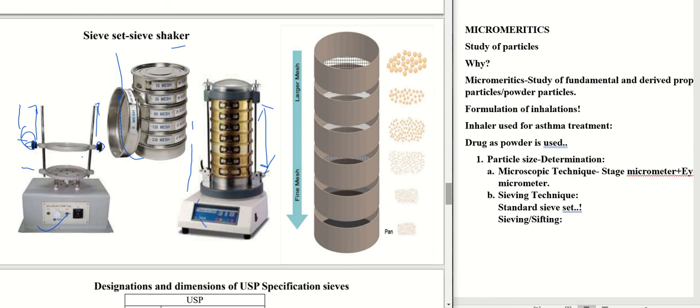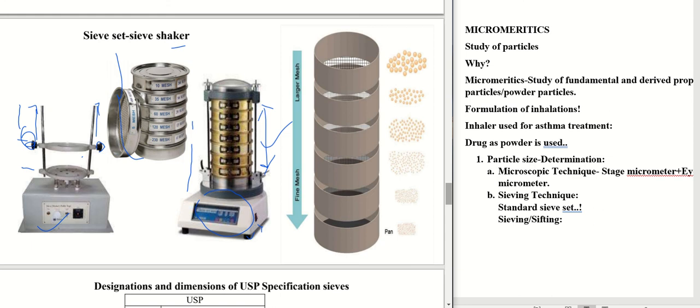This is a monitor with a few settings by which we can set the number of tappings or the time for this equipment to run. Say for example, if we set this equipment for 20 minutes, it will run for 20 minutes. Now let us see how this instrument is used for pharmaceutical purposes.